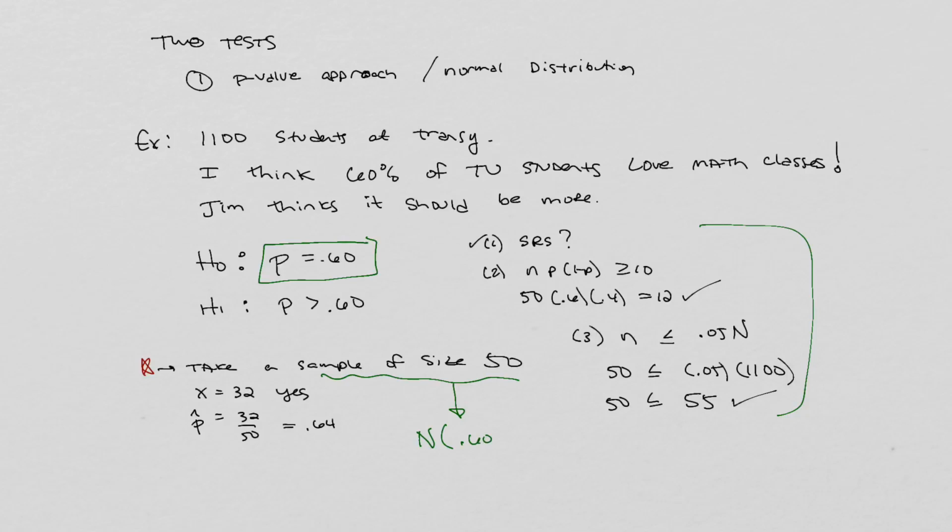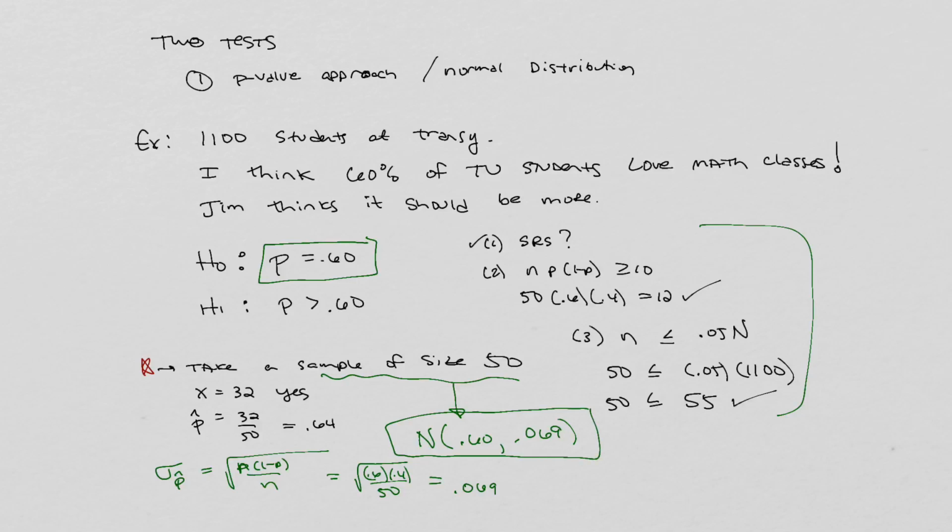And the standard deviation of the population, right? So sigma of p hat here should be the square root of p times 1 minus p over n. So that's the square root of 0.6 times 0.4 over 50, which gives me the number 0.069. All right, so that's my standard deviation. Okay, so this is what we are going to be working with in our hypothesis test.